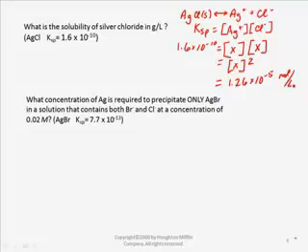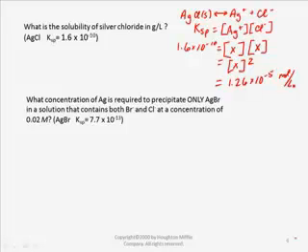What concentration of silver is required to precipitate only silver bromide in a solution that contains bromide and chloride ions at a concentration of 0.02 molar? This is similar to what we'll do when we get to qualitative analysis. This is something called selective precipitation. In other words, if we had a mixture of bromide and chloride ions in a solution, one way we could separate them is to add enough silver to precipitate the bromide out and not the chloride.